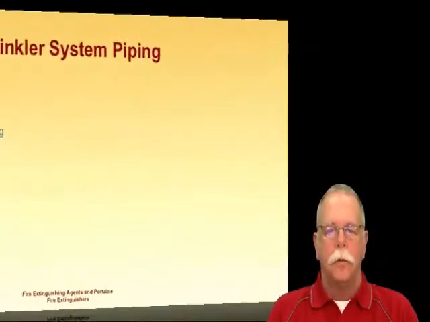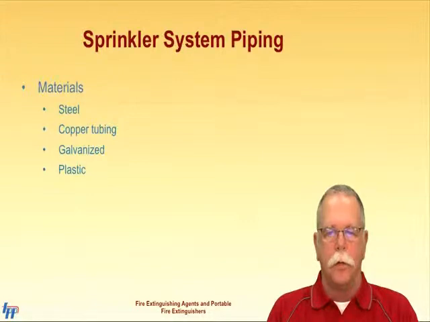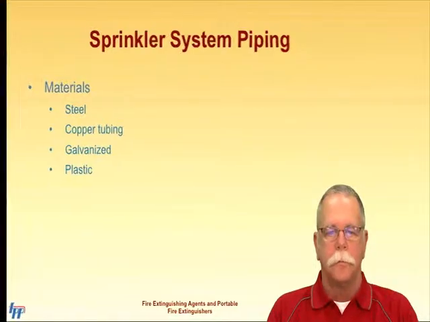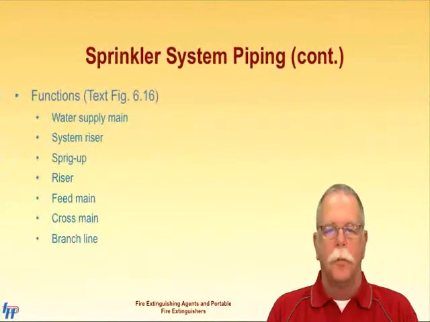The NFPA standard dictates what type of piping will be used. The piping that you are most likely to see is steel and plastic, with plastic being found primarily in residential installations. Regardless of the material that makes up the piping in the system, the components all have specific functional names.